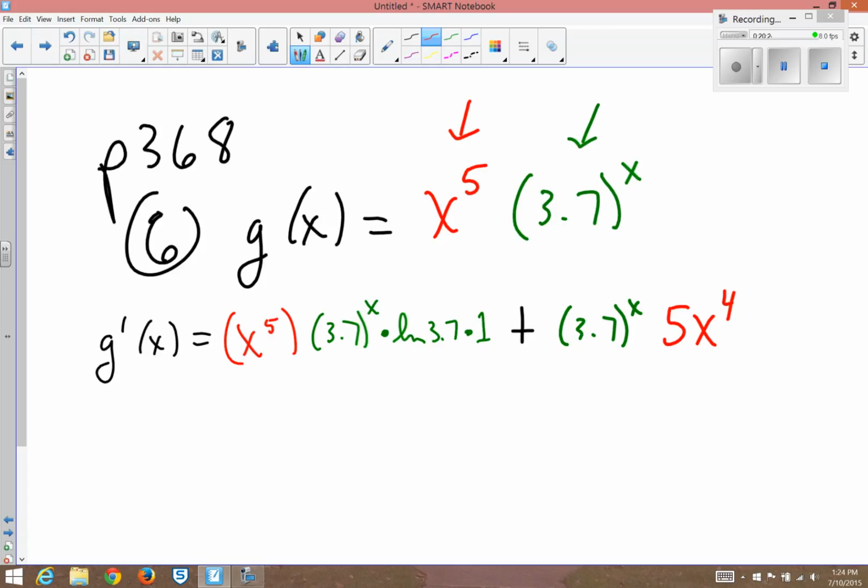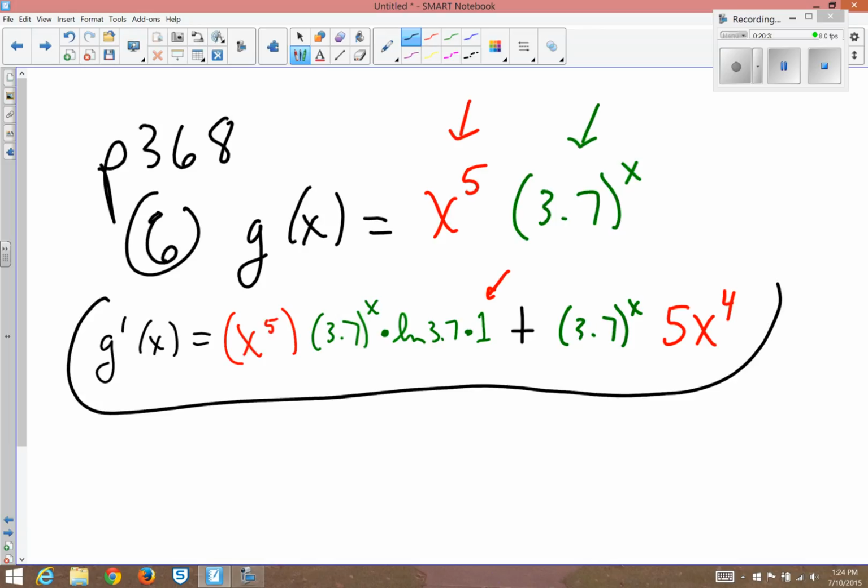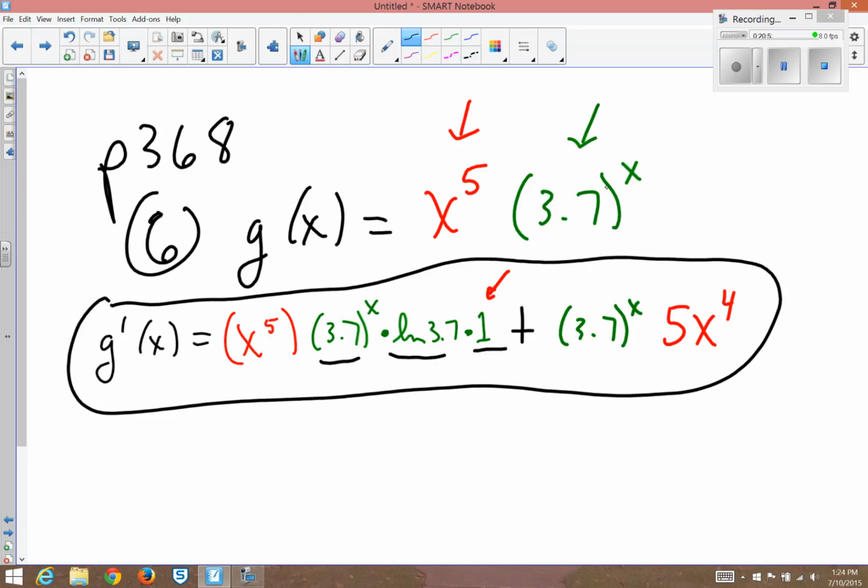You really can't do much to simplify this except to leave that 1 out. So I won't even bother simplifying it. When you write the answer, of course, you don't need this 1, but you need everything else. So notice the derivative of x to the fifth is 5x to the fourth. But when we have a number raised to an exponent, the derivative is these three parts. The derivative of 3.7 raised to the x is itself times the natural log of the base number times the derivative of the exponent.